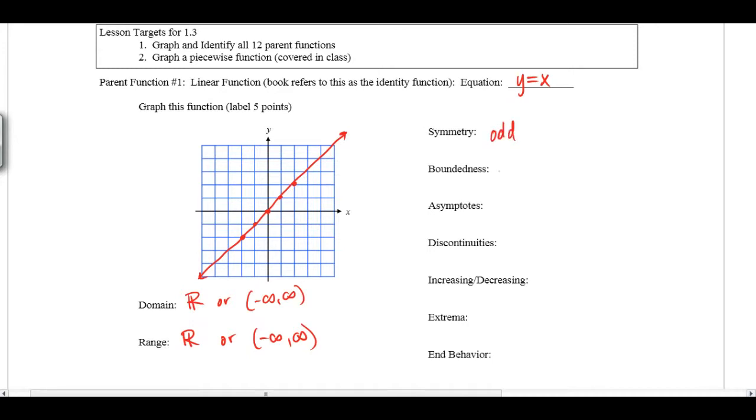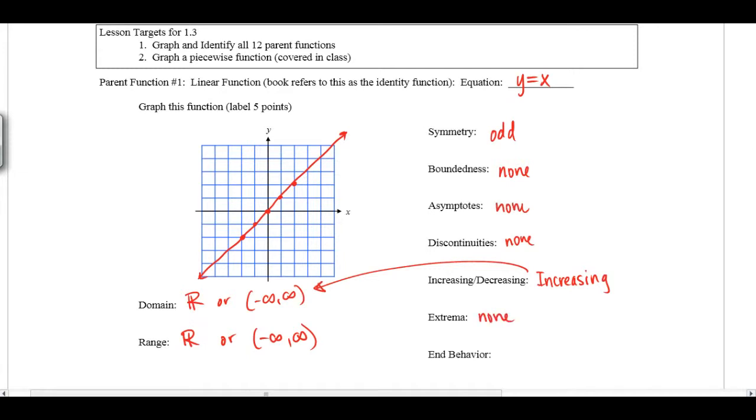Boundedness, there it is not bounded, so none. Asymptotes, there are no asymptotes. Discontinuity don't exist because this thing is continuous through the entire graph. Never had to lift my pencil when drawing it. Notice it is increasing the entire time, so I would just call this graph increasing, or you might say it's increasing over its domain, which means the entire time this is present, we're increasing. Extrema, since it's increasing the whole time, it can't have any extrema. There's no maxes or mins or anything like that.